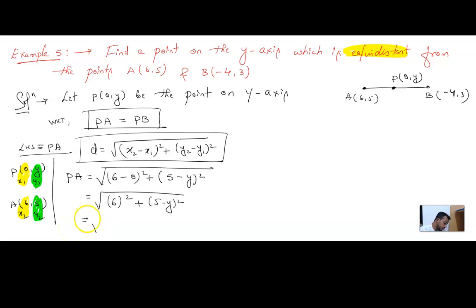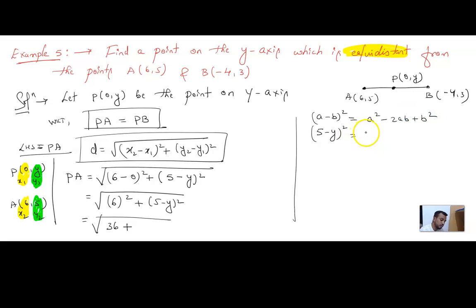Anyways, it is equal to root of 6 square, that is 36, plus, let me do in the working column, 5 minus y whole square. So it's in the form of a minus b whole square. What is a minus b whole square? a square minus 2ab plus b square. a means 5, b means y. That is 5 square minus 2 into a into b plus b square, that is 25 minus 10y plus y square.